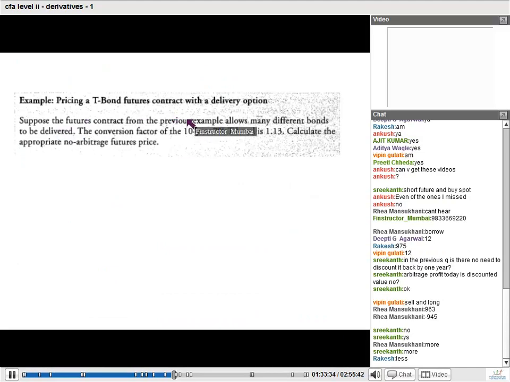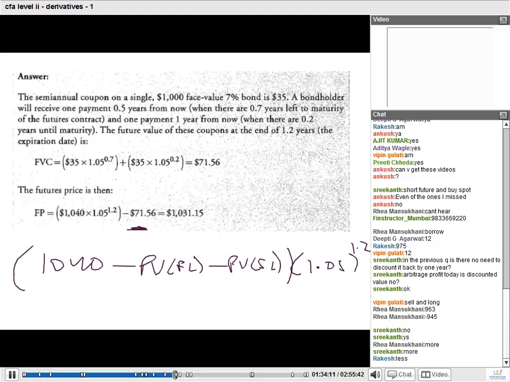Suppose the futures contract from the previous examples allows delivery of many different bonds. The conversion factor for the 10-year 7% Treasury bond is 1.13. Calculate the appropriate no arbitrage futures price. So for this bond, the fair futures price came out to be 1031.15.